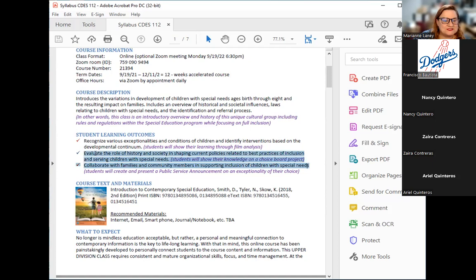Then we talk about the role of history in society in shaping current policies. Did we always treat people with special needs well? Are we still doing it? Better, but we'll talk about that too. Collaborate with families and community members. We're going to see what else.